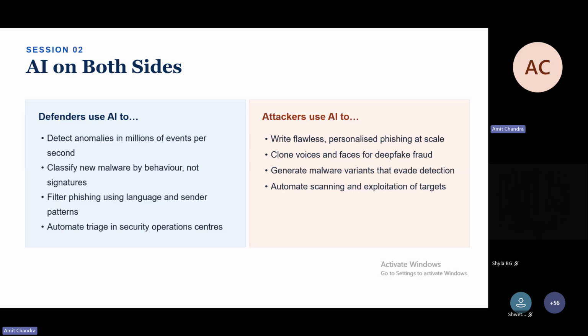A few of the things they can do is write flawless, personalized phishing at scale. They can write a prompt so that an email is written in such a way that it does not look suspicious, and the user will be able to believe it. AI can write that kind of email. It can clone the voice, it can clone my voice, and be used for deepfake fraud. You might have seen so many videos of our respected politicians and actors being morphed and circulated on the internet. That is being done with the help of AI only.